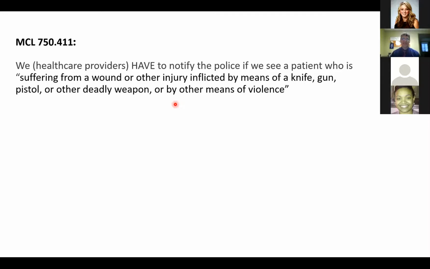We're required by law to notify the police. This is different than the mandated reporter laws. The mandated reporter laws are for vulnerable populations, the elderly or children, where if we suspect abuse, we have to notify the authorities and they can then investigate, see if abuse even occurred. This is different. These are not a vulnerable population. So we don't have to report suspected violence, but if someone comes in with an injury due to violence, we have to notify the police.